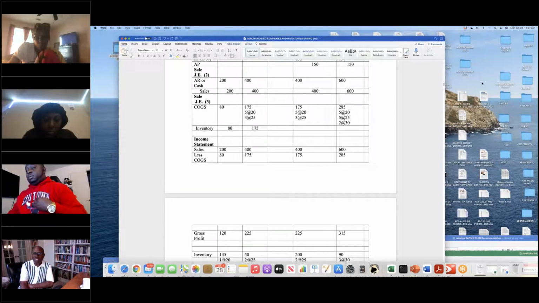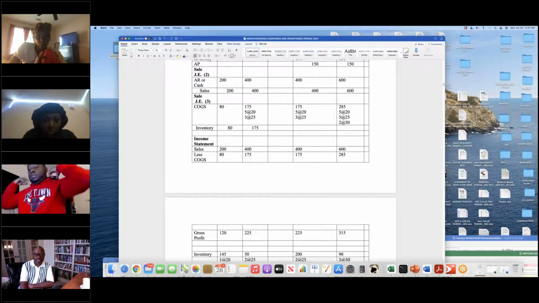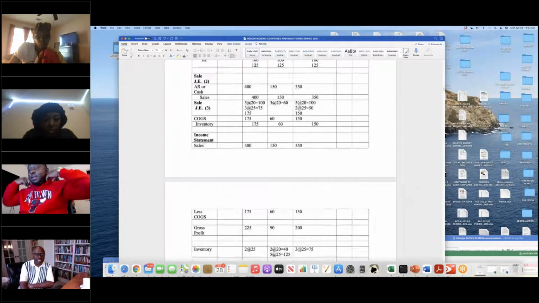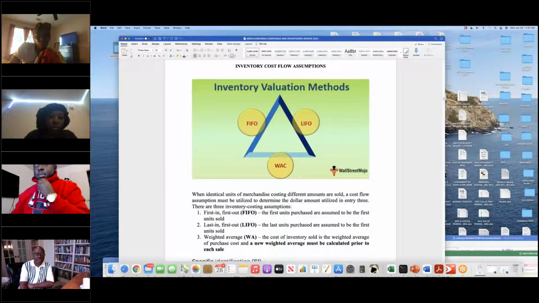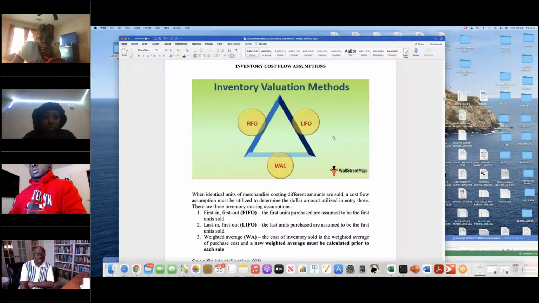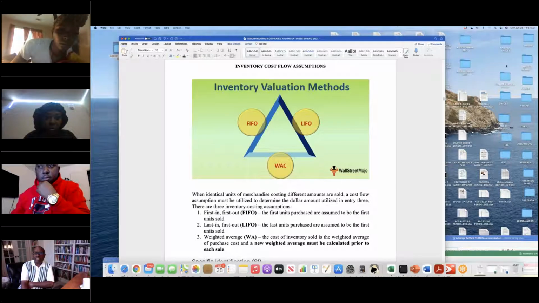We're going to take about a 10-minute break so y'all can think about this. After the break is over, we're going to get into inventory valuation methods. This handout is in Blackboard. Then we'll go into inventory valuation methods and what we'll be doing for the rest of the course.